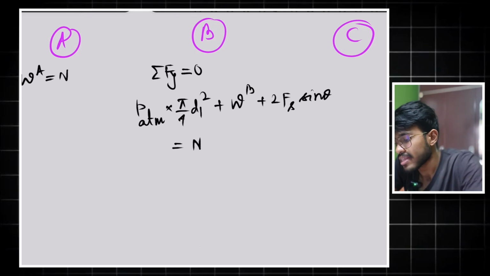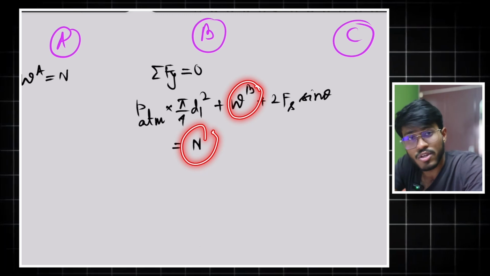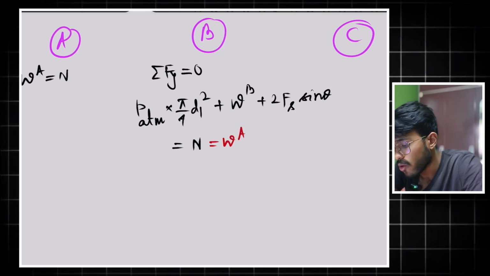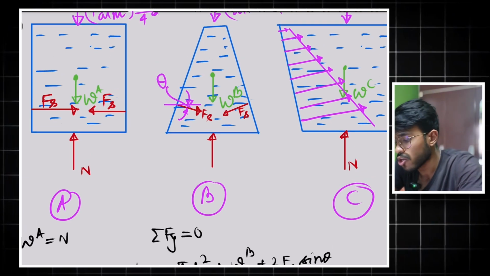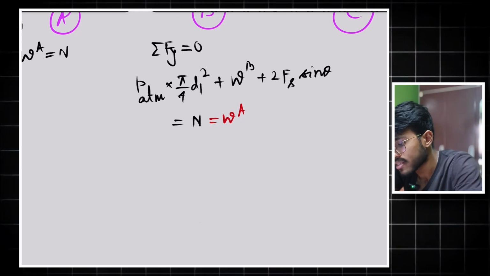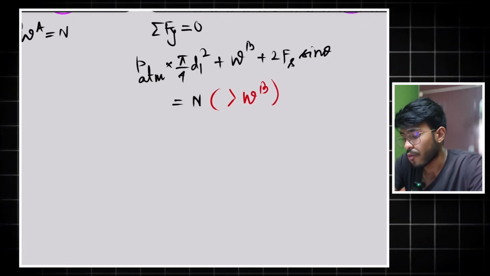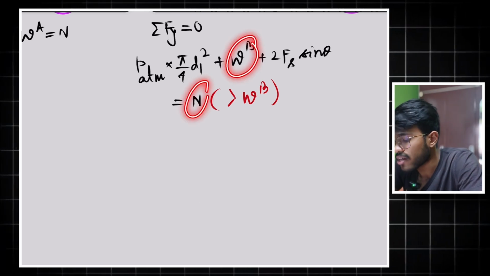Now, can you tell me which will be larger, this one or this one? It's actually very easy. Why? Because you see, we have already got that this is equal to our WA, and we know that this WB is surely lesser than this WA because the volume of this tank is less than this tank. So that means this N is greater than this WB. Okay, so that was our main paradox, that why this WB and this N are not equal.